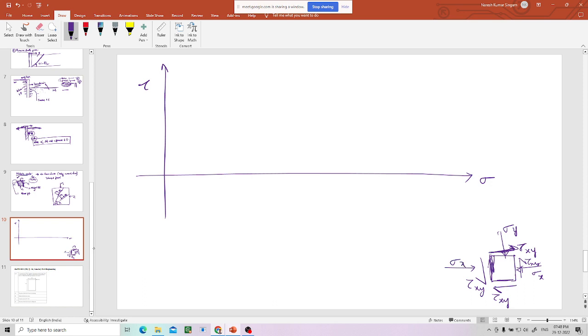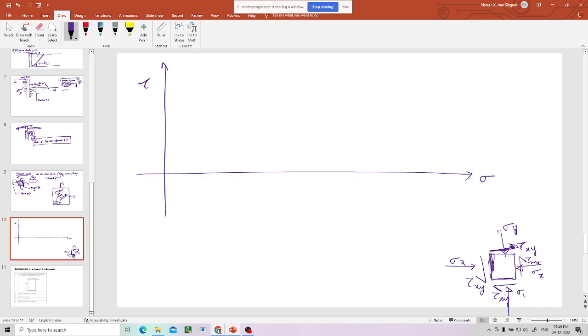So this is sigma x, now this is sigma y. So you know the stresses which are applied on this block. Now you don't know what the stresses are on different planes in this element. And in this element, there will be two planes, those are principal planes. One is minor, one is major. On those two principal planes, there will not be any shear stress.